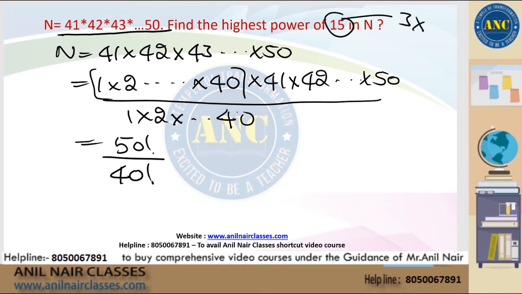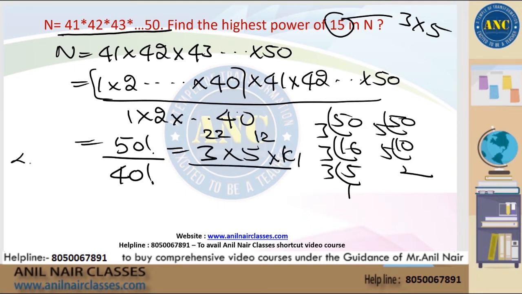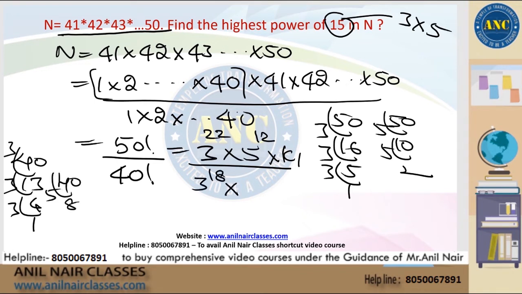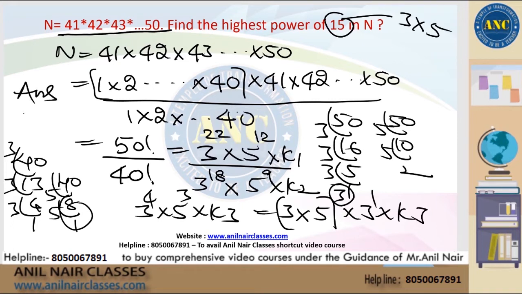15 is nothing but 3 into 5. In 50 factorial, the power of 3 is 16 plus 5 plus 1, which is 22, and the power of 5 is 10 plus 2, which is 12. In 40 factorial, the power of 3 is 13 plus 4 plus 1, which is 18, and the power of 5 is 8 plus 1, which is 9. So we get 3 power 4 into 5 power 3. Answer is 3.